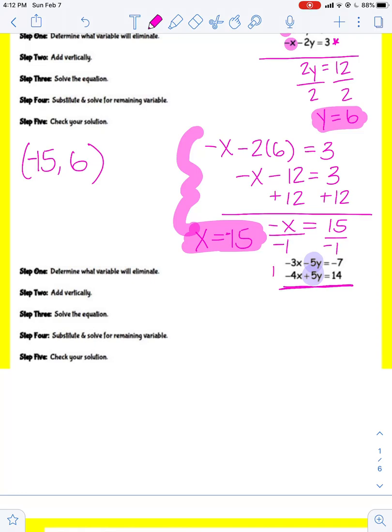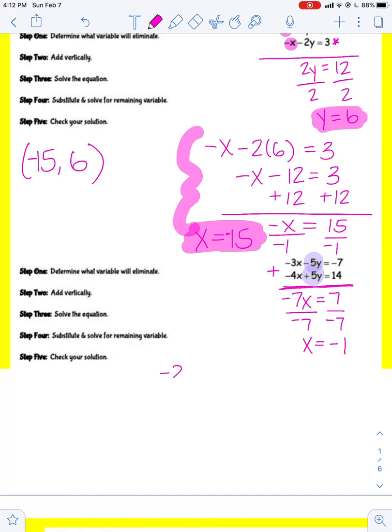So I'm going to take negative 3x plus negative 4x, and I get negative 7x. And then I get negative 7 plus positive 14. That's going to give me 7. And then we divide by negative 7. We get that x is equal to negative 1.